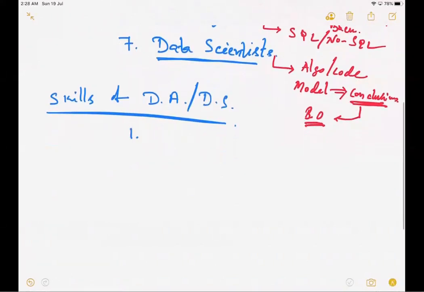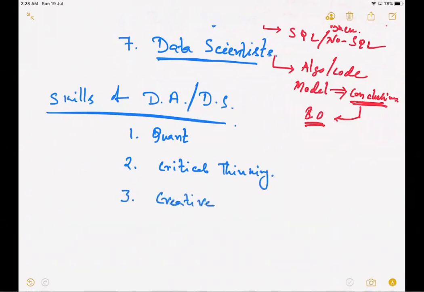The first skill is the quantitative skill. The second skill, I should have critical thinking. The third component, I should be creative. And the fourth component, I should be good at communication. And once again, last but not the least, good technical knowledge.